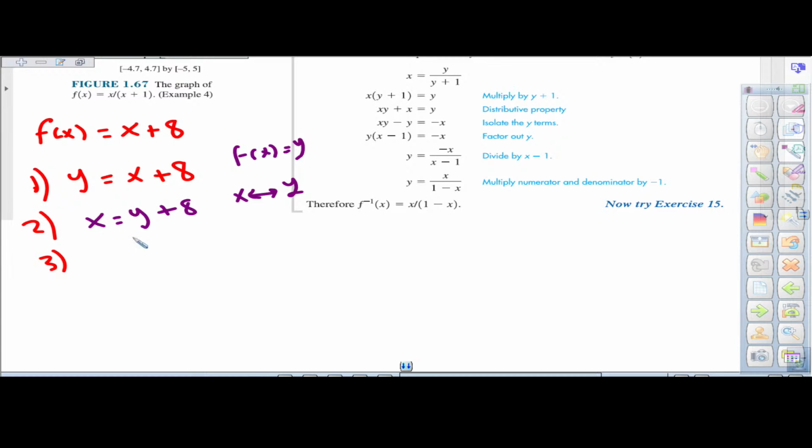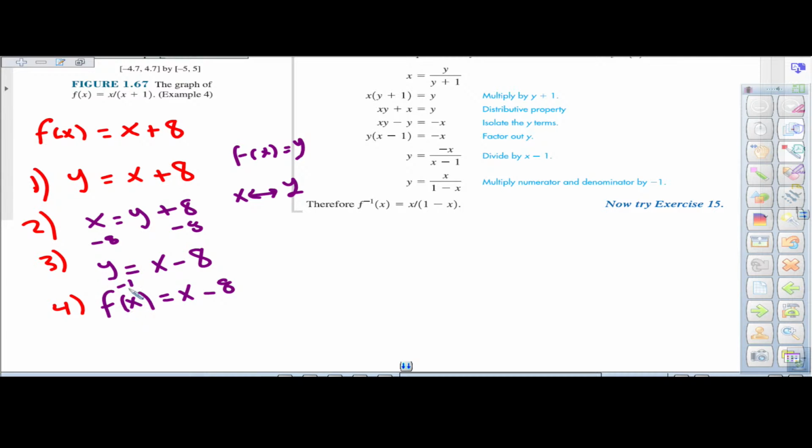So I'm going to solve for y. I'm going to subtract 8 from both sides, which will give you y equals x minus 8. Once you're here, all you have to do in the last step is, you could label it as step 4, or you could not label it. It's just simple. You replace this y now with f inverse of x, and that becomes your inverse function.